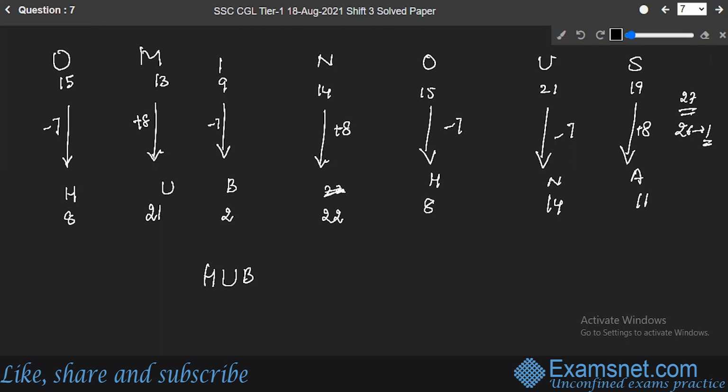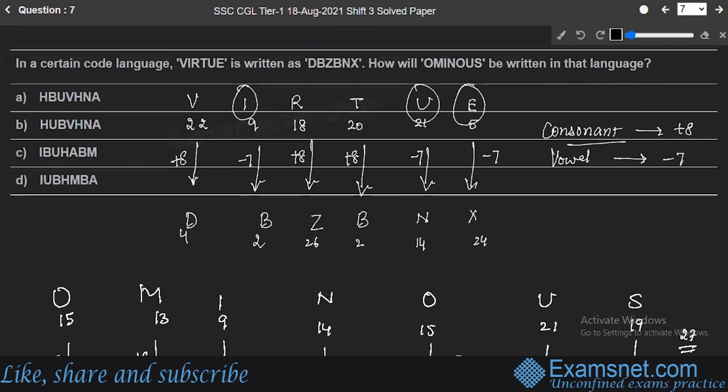Okay, I didn't write over here. Here it was VHNA. So VHNA is option B. So this is the correct answer to your question. Hope you're clear with this. Now let's move to the next question.